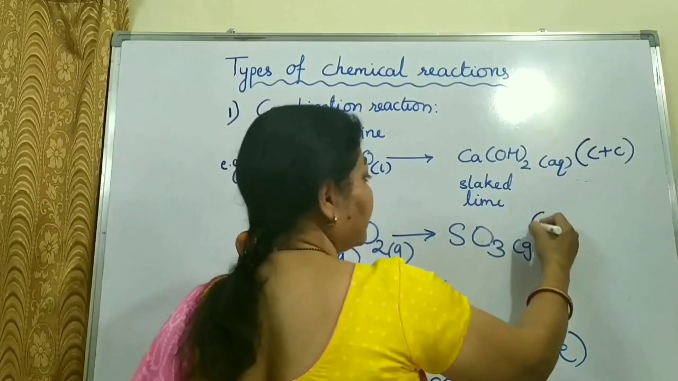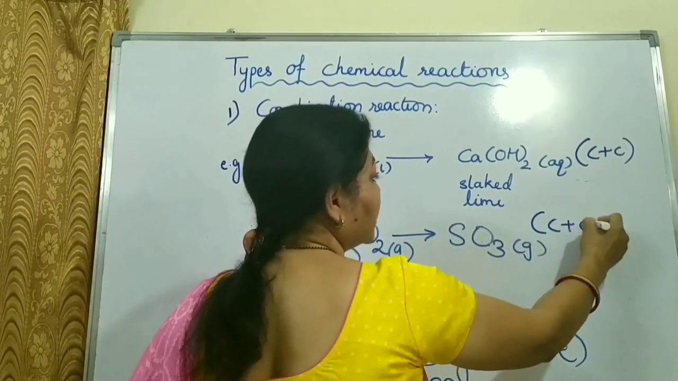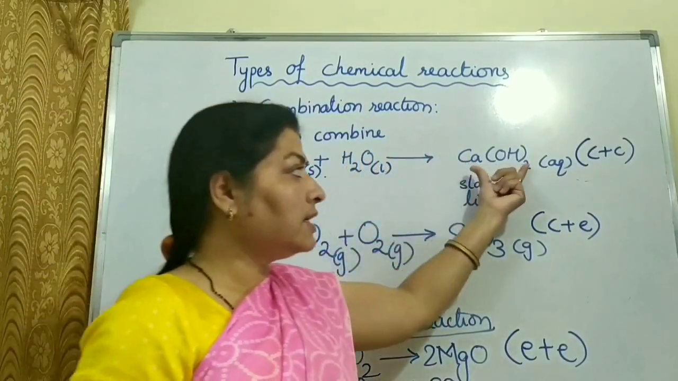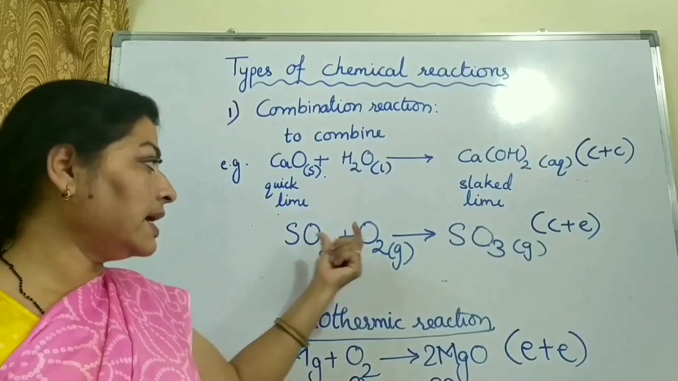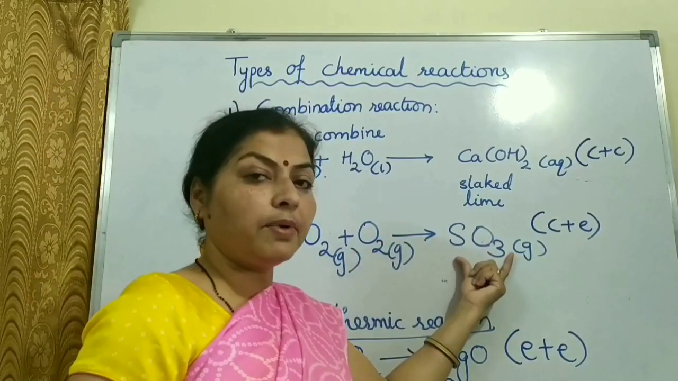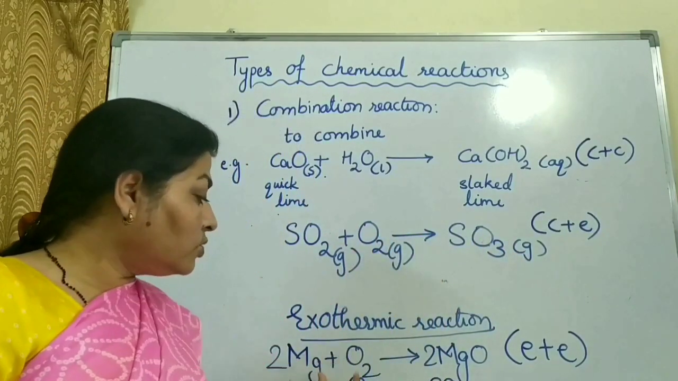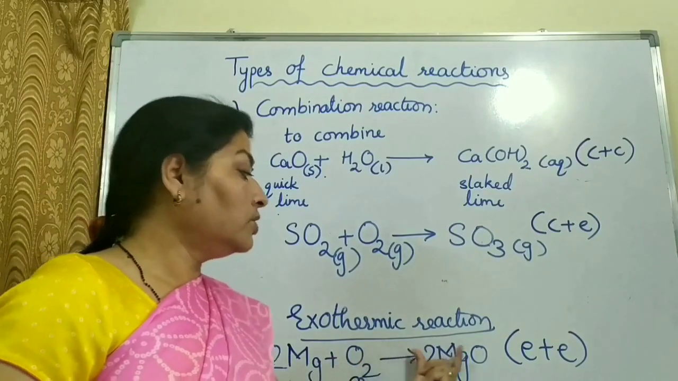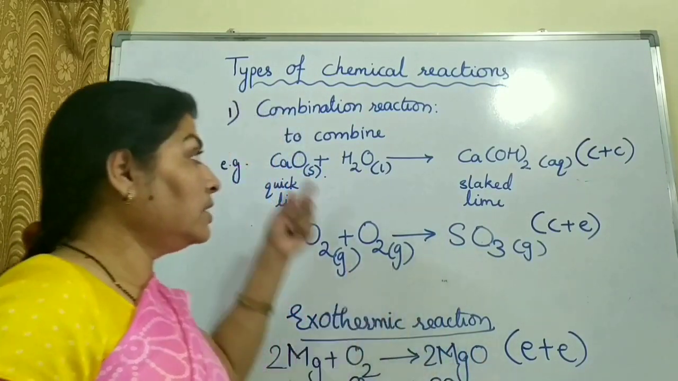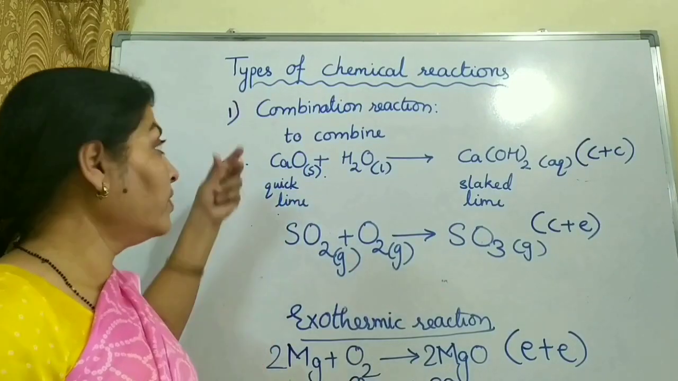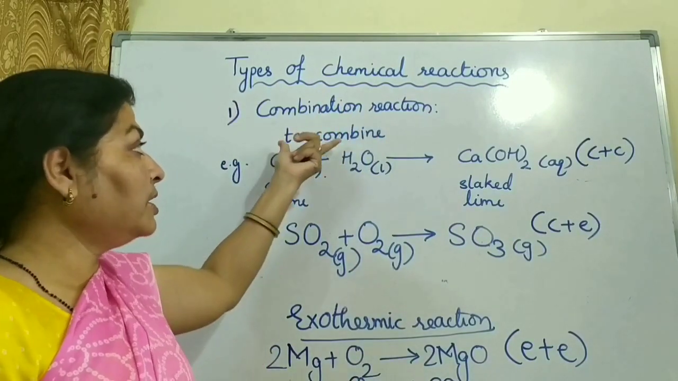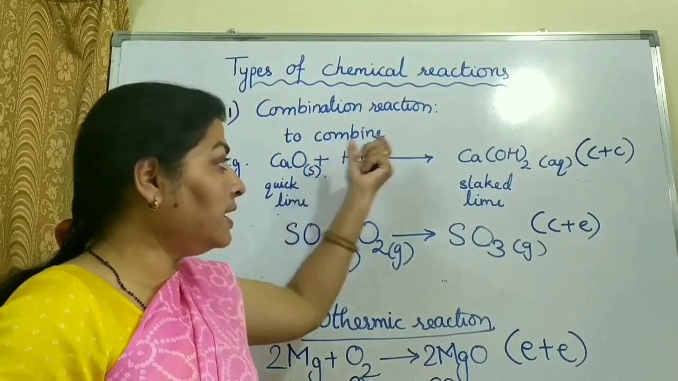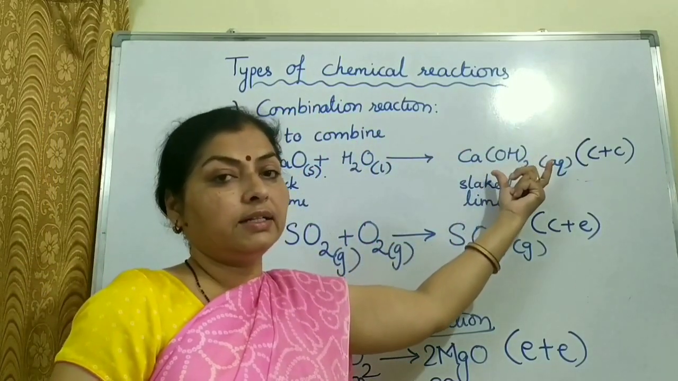So this is an example of combination of compound with element. So here compound is reacting with a compound to give a single compound. Here compound is reacting with an element to give a single compound. And in these two cases, an element is combining with another element to give a compound. So these are all examples of combination reaction. Combination reaction means to combine. When two or more substances are combining, it will form a single substance.